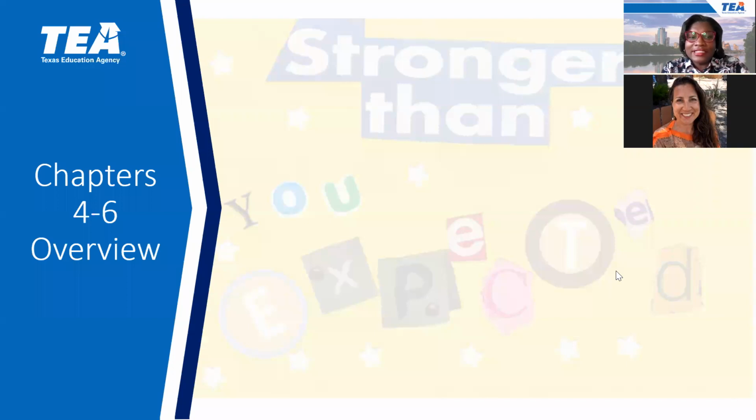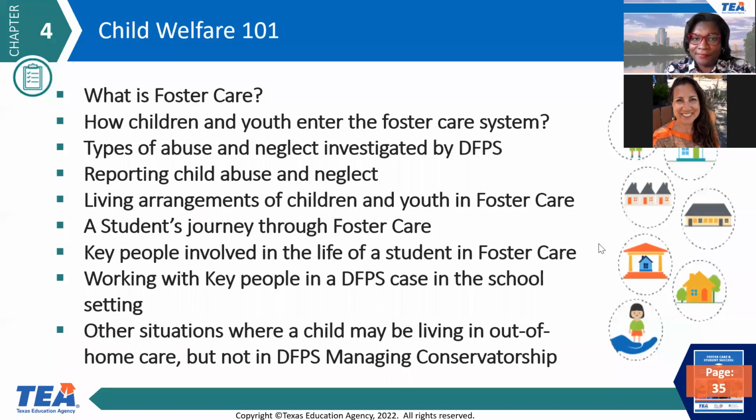So now let's go to chapters 4 through 6. I'm going to give you a high overview of chapters 4 through 6. So chapter 4, remember the colors. I'm always going to focus on those colors. Chapter 4 is green, which means it is an overview chapter. The title of the chapter is Child Welfare 101. This is giving you the basic information that you need to understand about child welfare.